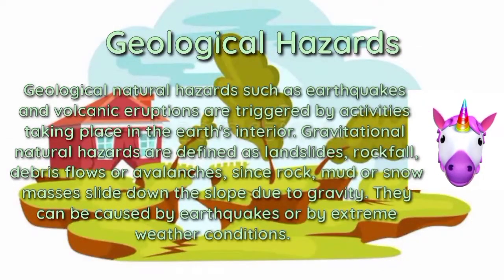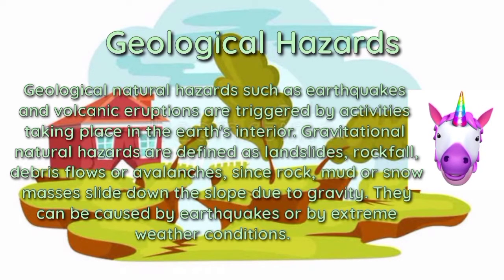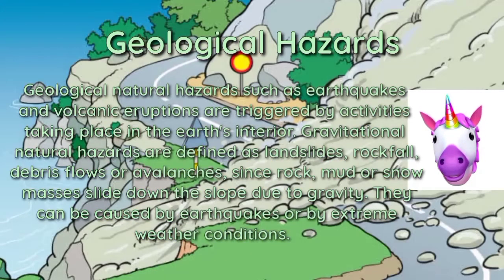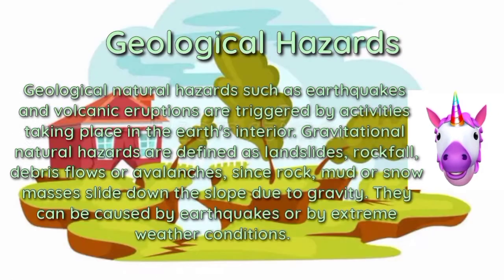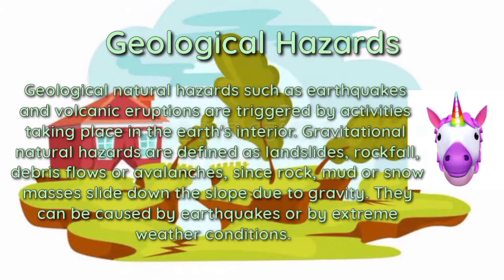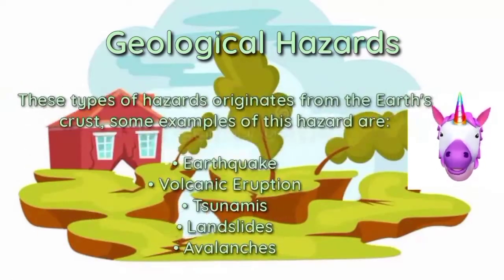Geological natural hazards, such as earthquakes and volcanic eruptions, are triggered by activities taking place in the Earth's interior. Gravitational natural hazards are defined as landslides, rockfall, debris flows, or avalanches. Since rock, mud, or snow masses slide down the slope due to gravity, they can be caused by earthquakes or by extreme weather conditions. These types of hazards originate from the Earth's crust.